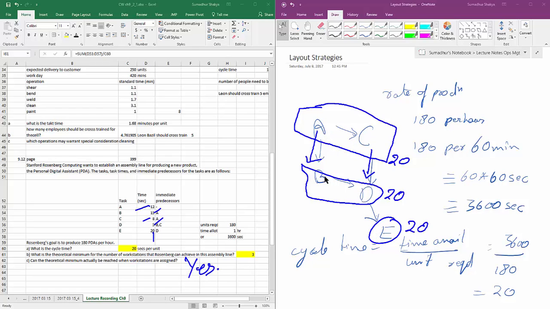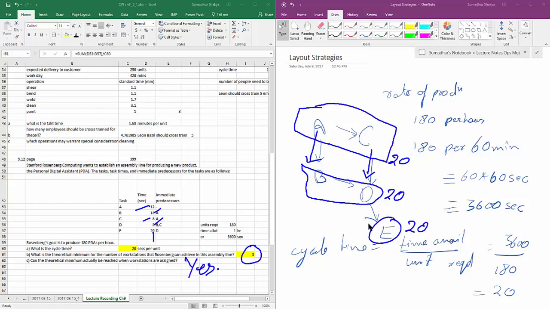So the answer would be yes, and this is how we explain it: A and C can be combined together in the same work cell, and B and D can be combined in a second cell, and E can be the third work cell. So yes, the theoretical minimum of 3 workstations can be achieved by assigning all of these tasks of A, B, C, D, and E, which are multiple tasks, over 3 workstations.